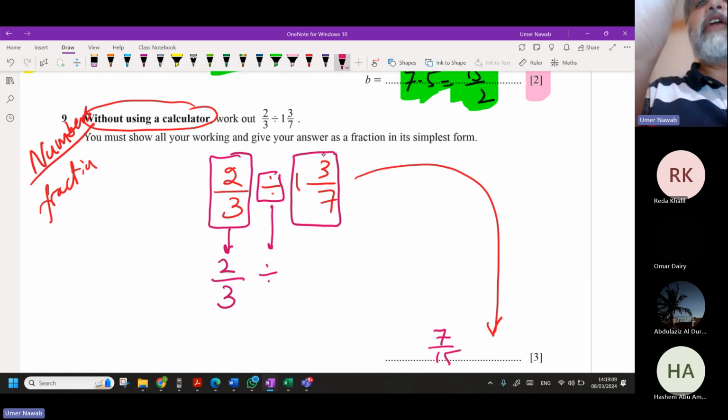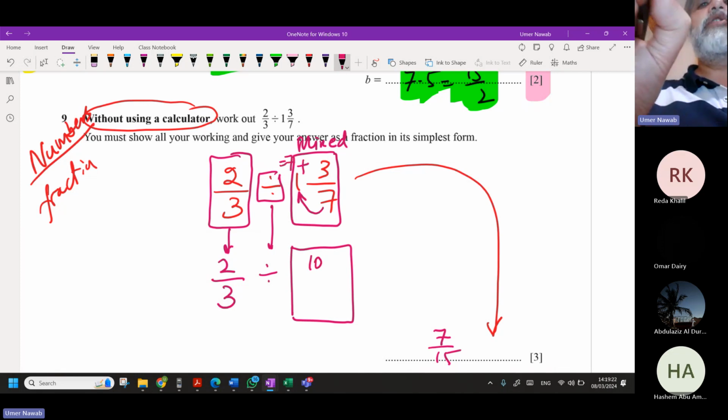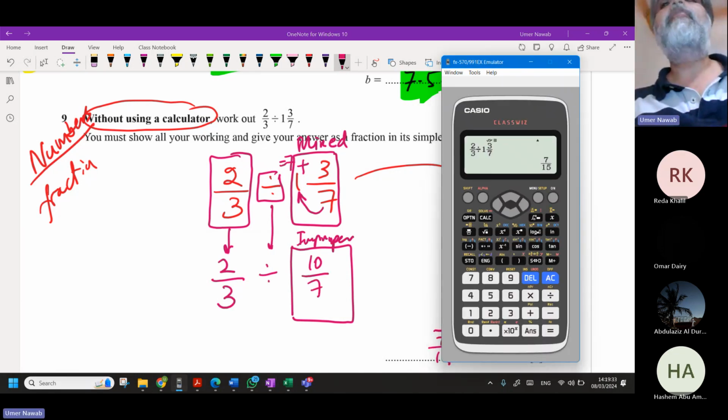First convert your mixed fraction to an improper fraction. Everyone remembers how to convert a mixed fraction to an improper fraction. 7 times 1 is equal to 7, and 7 plus 3 is 10. So Mr. Omar, the mixed fraction converted into an improper fraction is 10 over 7. If a student doesn't know how to convert a mixed fraction into an improper one, I will show you now. Write the mixed fraction, 1 whole 3 over 7.